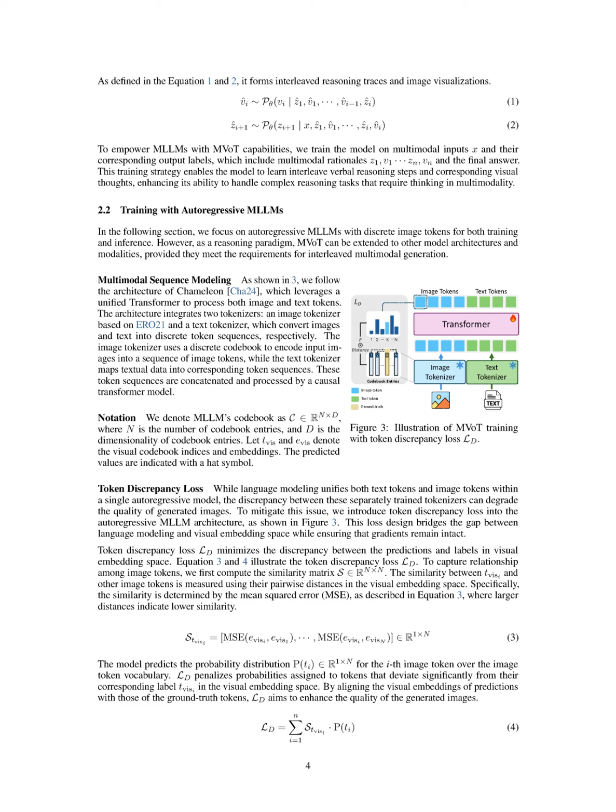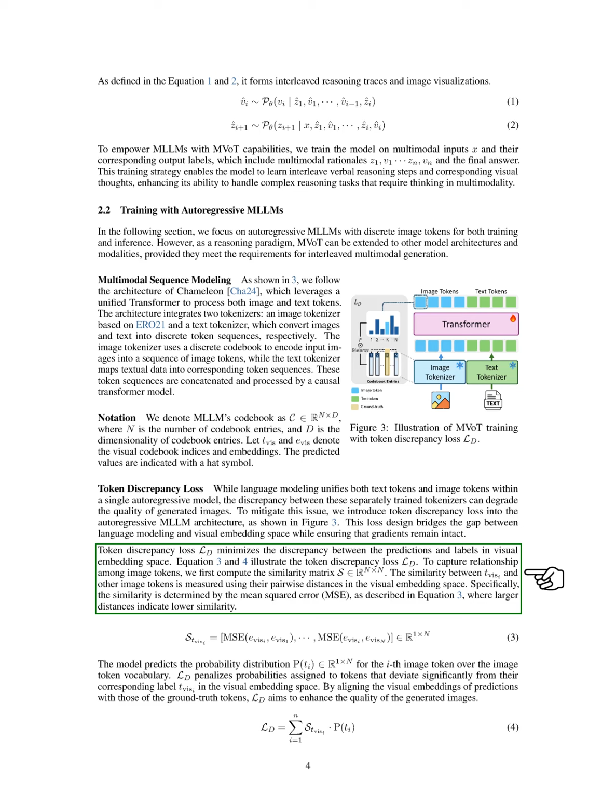Section Summary. In this section, we introduce Multimodal Visualization-of-Thought, MVoT, a reasoning paradigm that enhances decision-making by generating image visualizations alongside verbal thoughts, allowing models to process multimodal inputs more intuitively. We also discuss our training approach for autoregressive MLLMs, which incorporates token discrepancy loss to improve the quality of generated images by aligning visual embeddings with their corresponding labels.